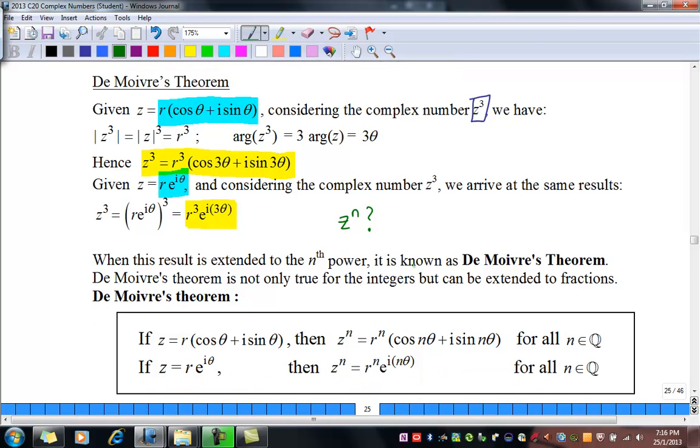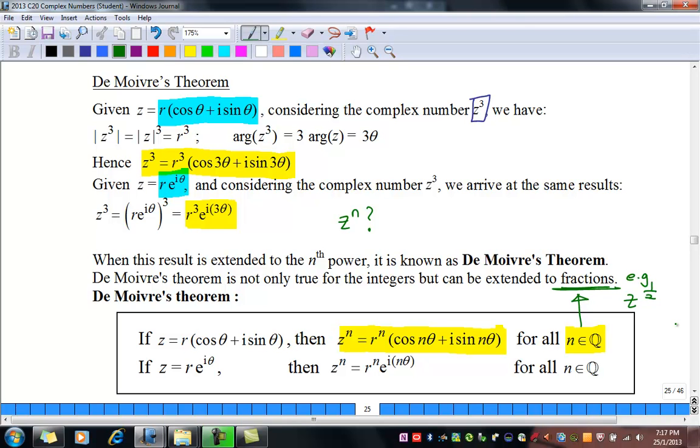If we look at this below, then what the theorem says is just z to the power of n is r to the power of n times cosine n theta plus i sine n theta for all rational numbers n. And this is very powerful because it is not just for real numbers, but it is also extended to include fractions as well. So numbers such as z to the power of half, it will also apply. Which means that we can use this essentially to find the square root of a complex number, for example, which is something that we have not been able to do up till this point in time.